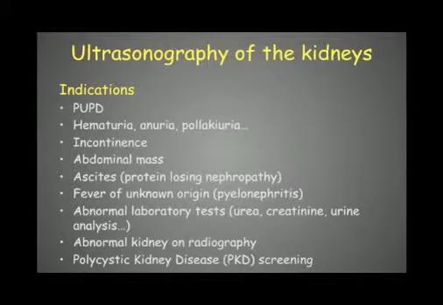But we can also have clinical signs of hematuria, anuria, polyuria, incontinence, abdominal mass, if we suspect that it can come from one kidney, ascites that can be a sign of protein-losing nephropathy, fever of unknown origin that could be due to pyelonephritis, of course abnormal laboratory tests, an abnormal kidney that appears on radiography, for example, or if we want to do polycystic kidney disease screening in some breeds of cats.